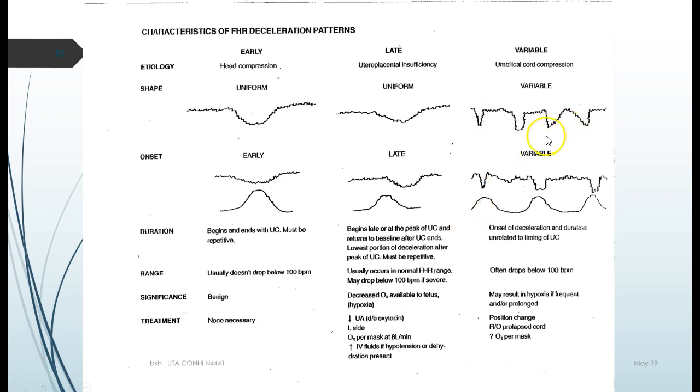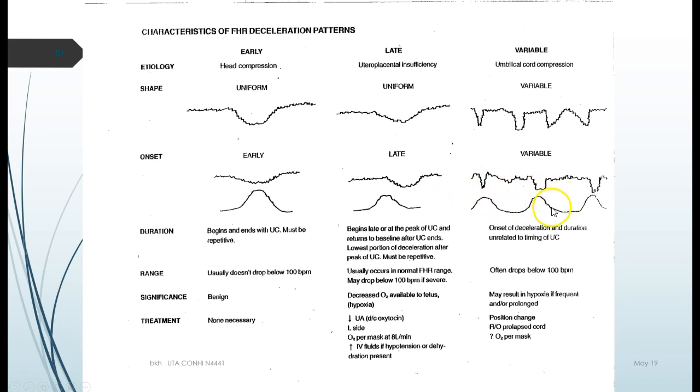And then here's a variable. This is a V, this is a U. All right. These, just for this picture, are happening with the contraction. But remember, variables are the only one of these deceleration patterns that can occur in the absence of contractions, because all it means is that the cord is insulted. It has nothing to do with the placenta or the contraction. So it can be a U or a V.